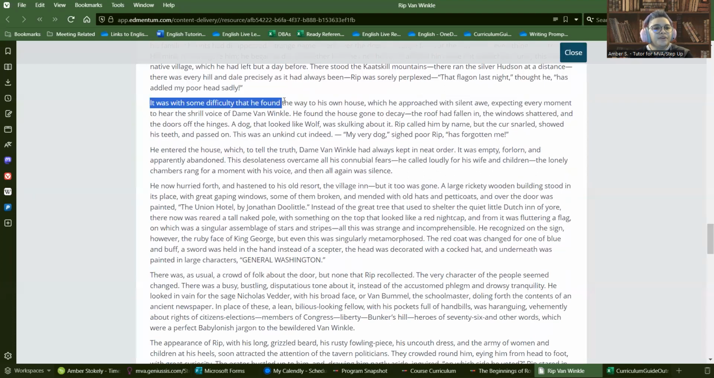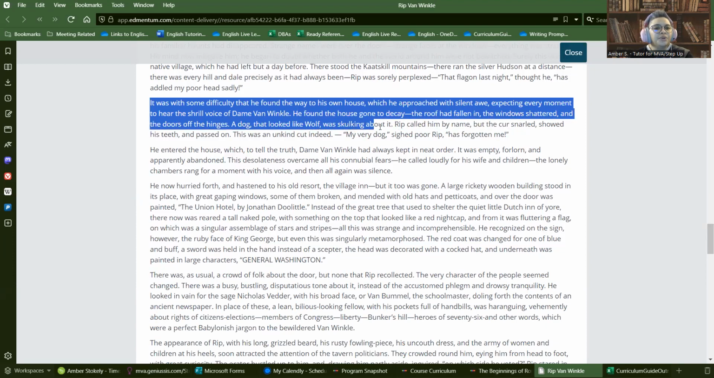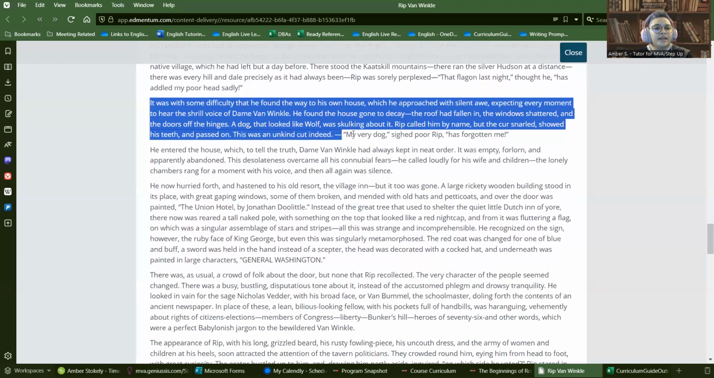It was with some difficulty that he found his way to his own house, which he approached with silent awe, expecting every moment to hear the shrill voice of Dame Van Winkle. He found the house gone to decay. The roof had fallen in, the windows shattered, and the doors off the hinges. A dog that looked like Wolf was skulking about it. Rip called him by name, but the cur snarled, showed his teeth, and passed on. This was an unkind cut indeed. My very dog, sighed poor Rip, has forgotten me.